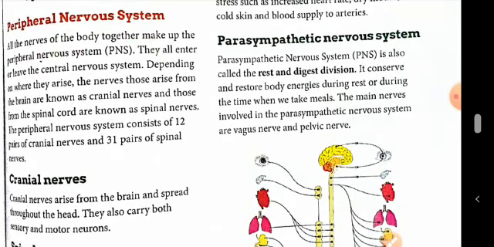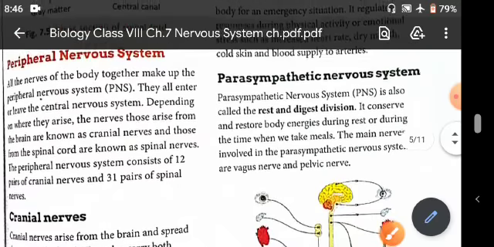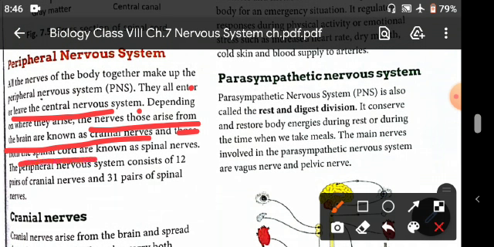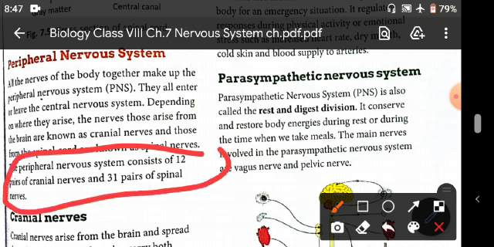You know that all the nerves of the body together make up the peripheral nervous system. They all enter or leave the central nervous system. You know that those nerves which arise from the brain are called the cranial nerves, and those nerves which arise from the spinal cord are called the spinal nerves. So there are 12 pairs of cranial nerves and 31 pairs of spinal nerves.